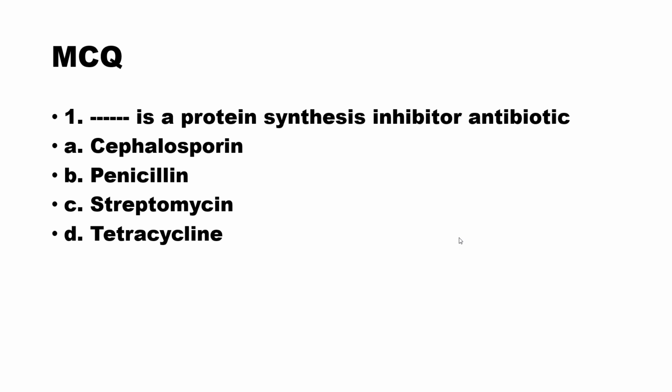Maunia has given option A. Shalini has given option C. What about Anaka? Everyone is going with option C. Only Maunia is going with option A. Maunia, the answer is streptomycin.